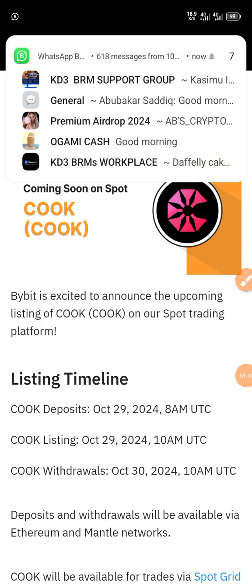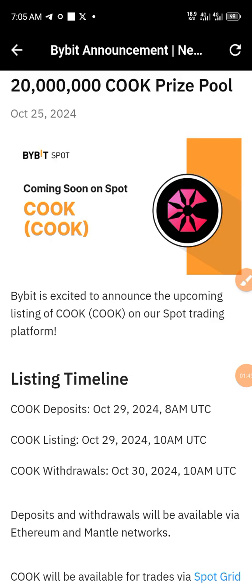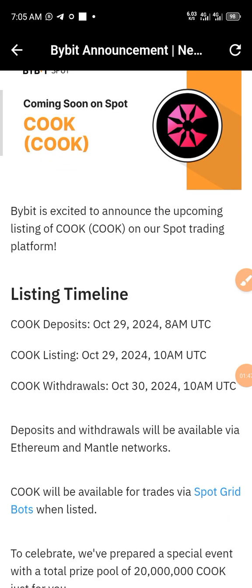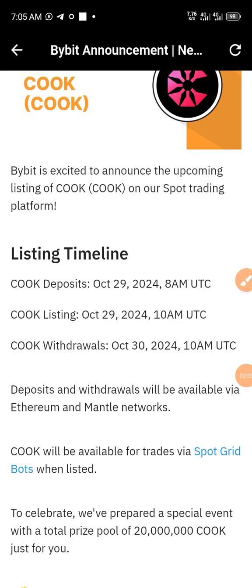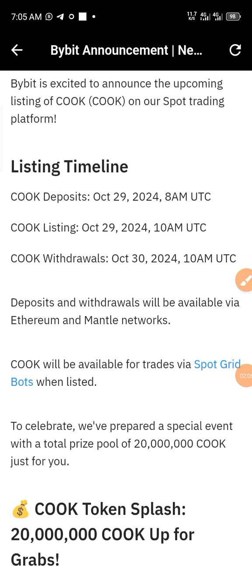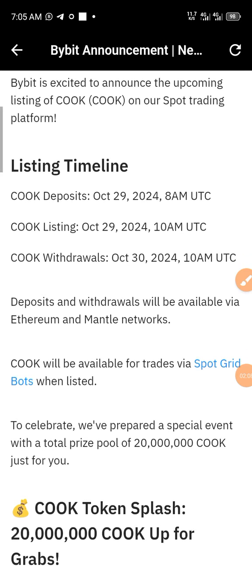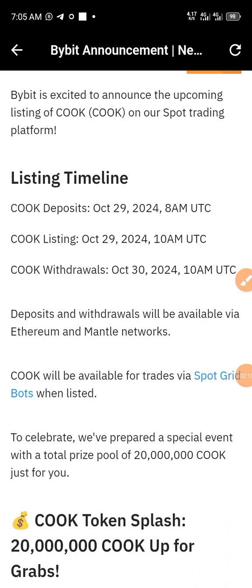On this occasion, this is a new coin. You're going to make a lot of money trading this new coin, and also staking this new coin will give you a lot of profit. Cook deposit will begin on the 29th of this October. Cook listing will be made on the 29th, and the Cook withdrawal will be available October 30th. Deposit and withdrawal will be available via Ethereum and also Mantle network.